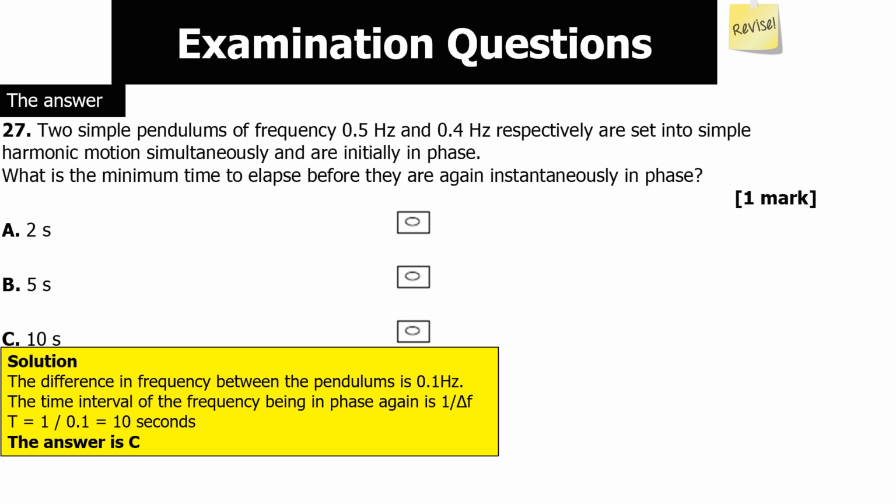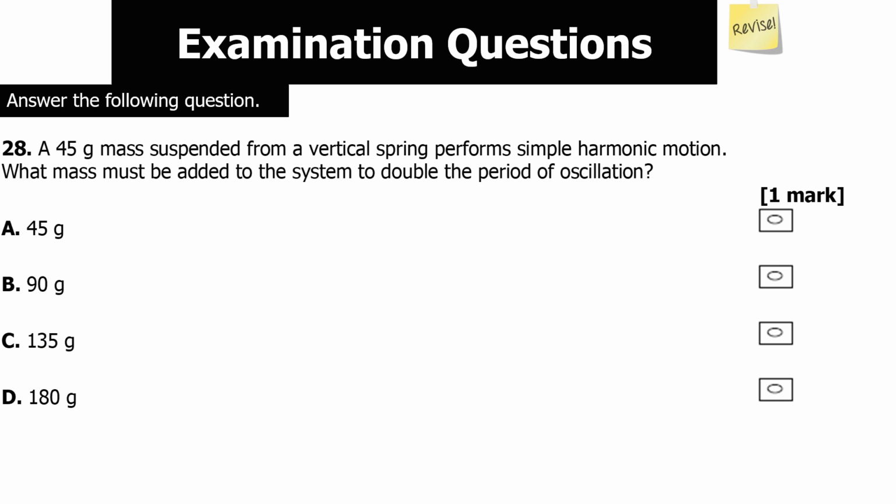The answer is C. The next question says, a 45-gram mass suspended from a vertical spring performs simple harmonic motion. What mass must be added to the system to double the period of the oscillation? So pause the video now, then unpause the video when you want to go through your answer.